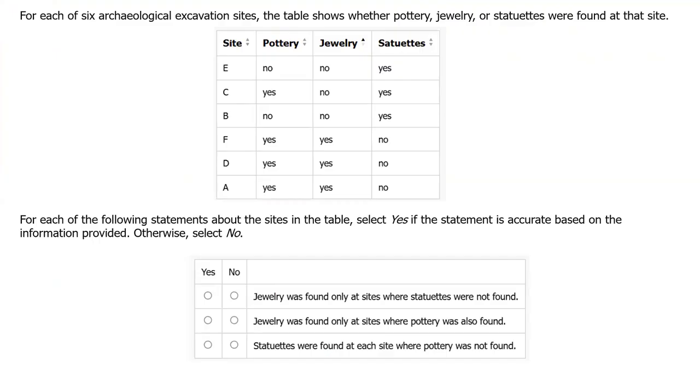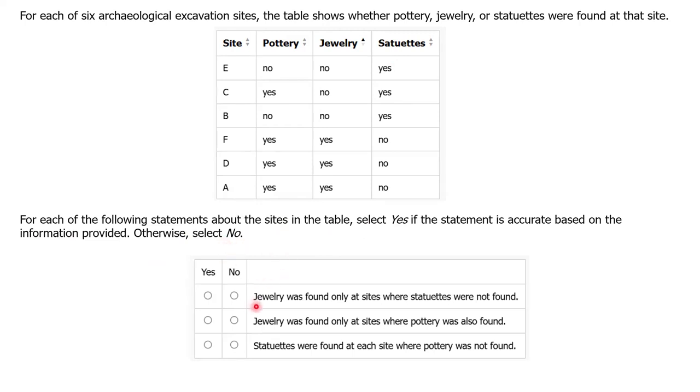For each of 6 archaeological excavation sites, the table shows whether pottery, jewelry, or statuettes were found at that site. So it's very important to quickly understand the table. For each of the following statements, select yes if the statement is accurate, otherwise no.